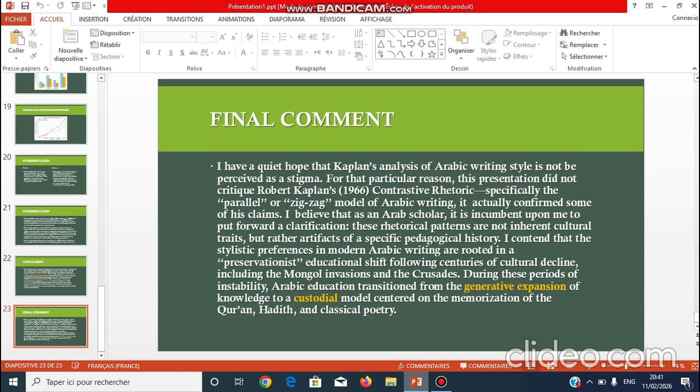I contend that the stylistic preferences in modern Arabic writing are rooted in preservationist education following centuries of cultural decline, including Mongol invasions. During these periods of instability, Arabic education transitioned from the generative expansion of knowledge to a custodial model centered on the memorization of the Quran, Hadith, and classical poetry.